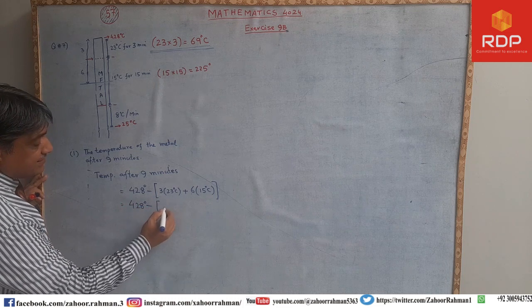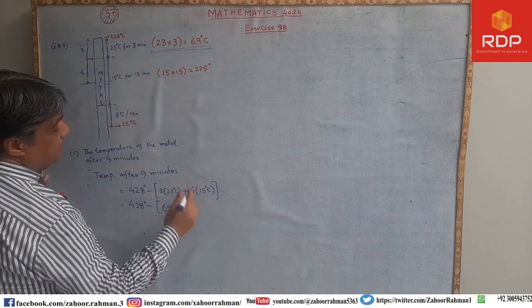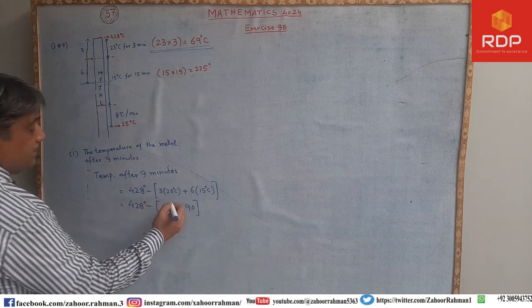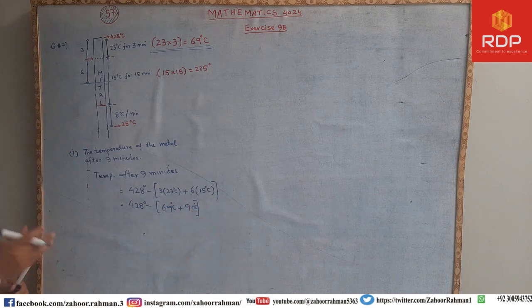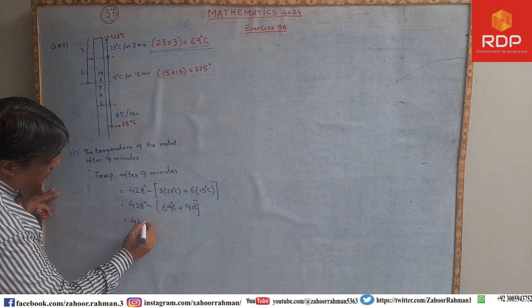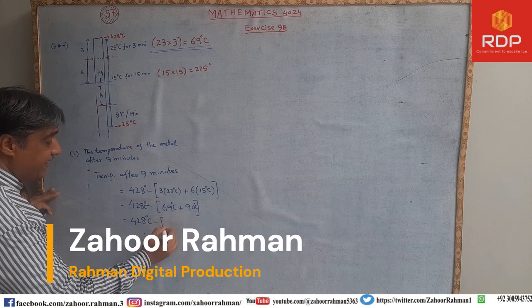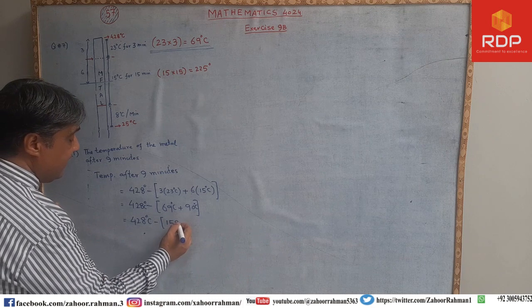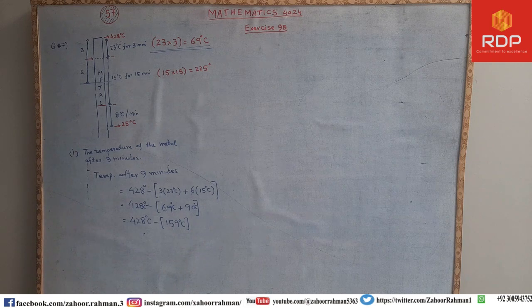428 degrees Celsius minus 69 plus 90, this one. So it means that 69 degrees Celsius and 90 degrees Celsius, if we add these two, we get 159 degrees Celsius, which we have to subtract from 428 degrees Celsius.